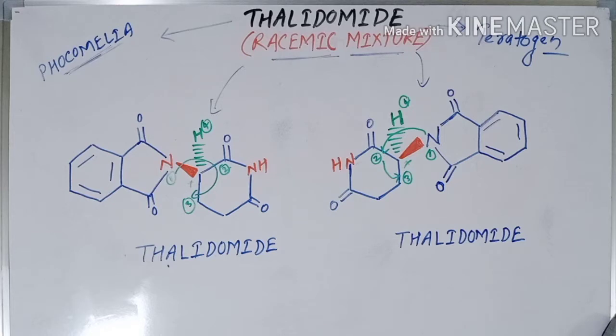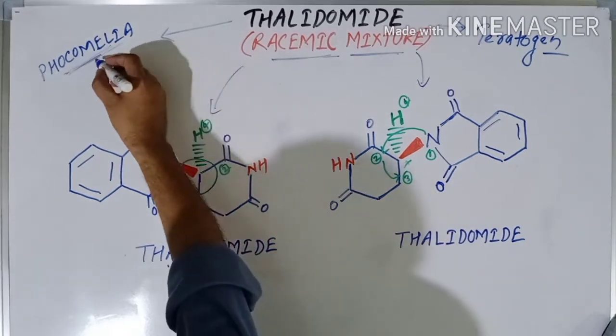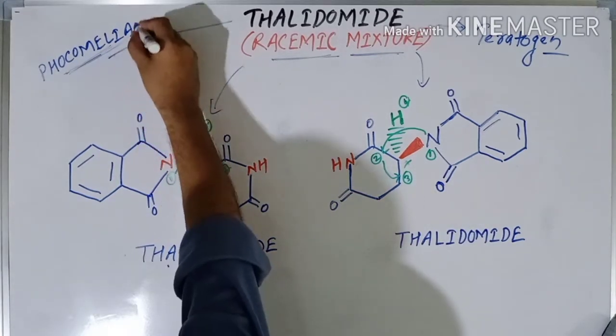Today I am going to discuss the stereochemistry of thalidomide. Thalidomide was a drug discovered by a German pharmaceutical company for the treatment of nausea and morning sickness in pregnant women. Initially the drug showed prominent results, but in due course this drug caused a severe birth defect in the newborn, which is known by the name phocomelia.